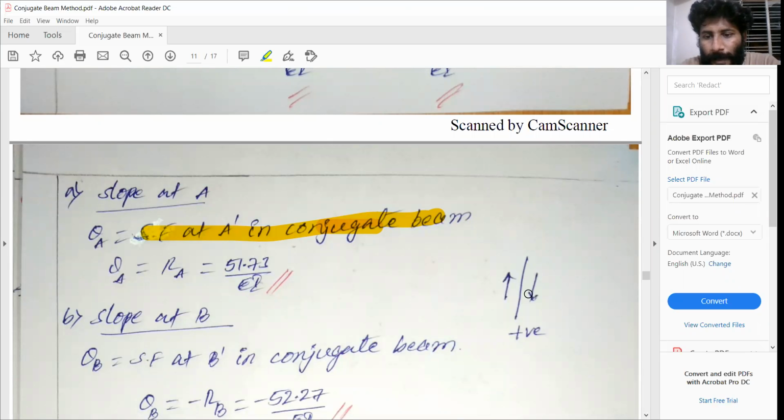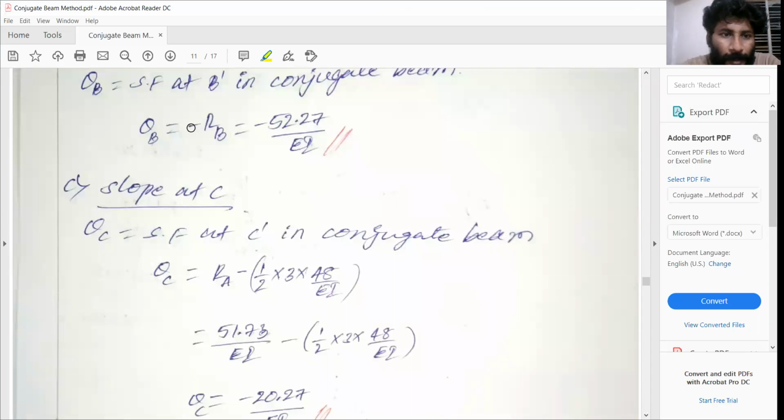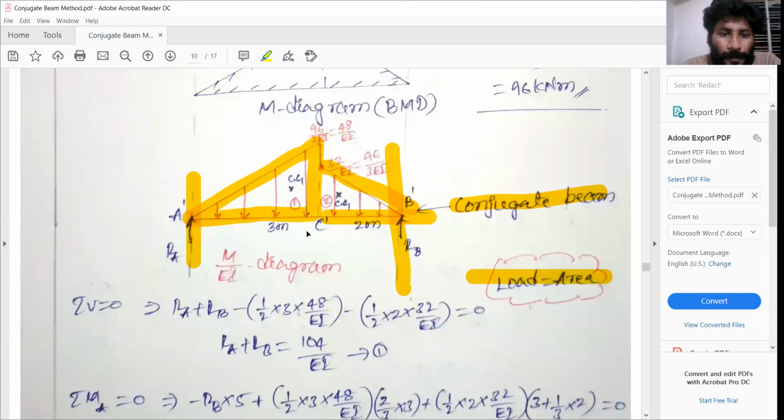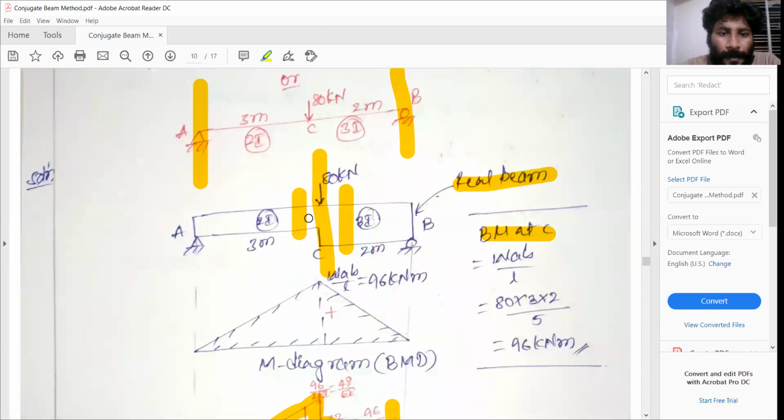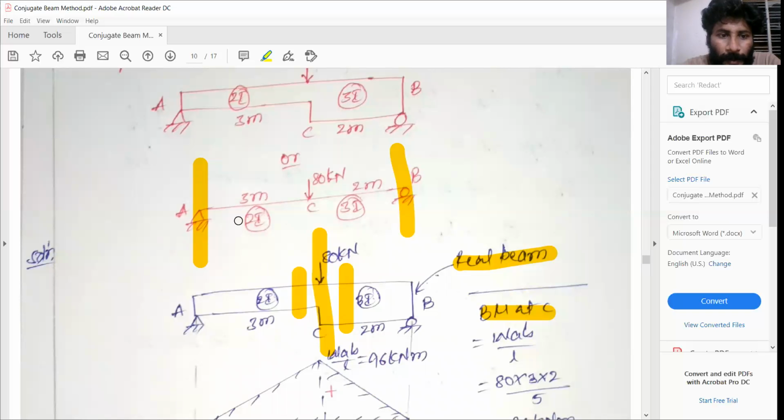So the force of this section will be acting upward. Therefore it's negative, it's a minus RB. So again RB we know that value, substituted. Slope at C. Slope at C means here, exactly below the load. So this is how it is deformed. We have to find the slope at C.